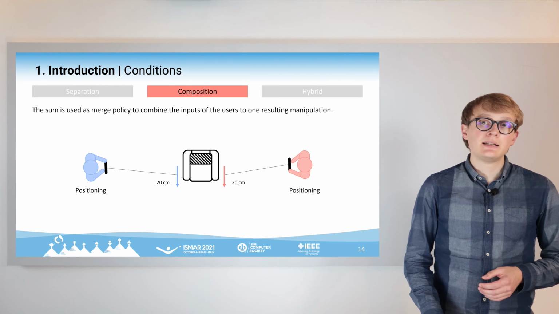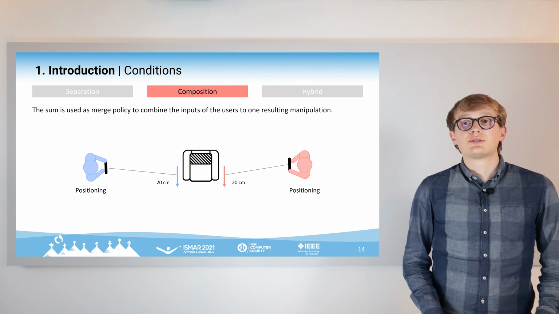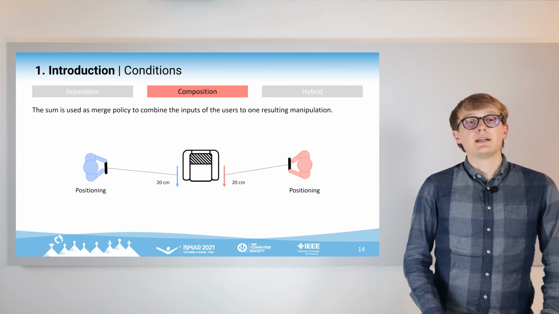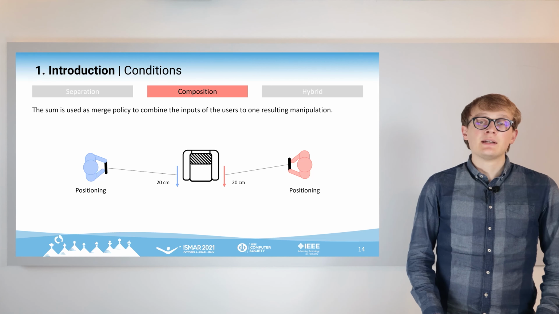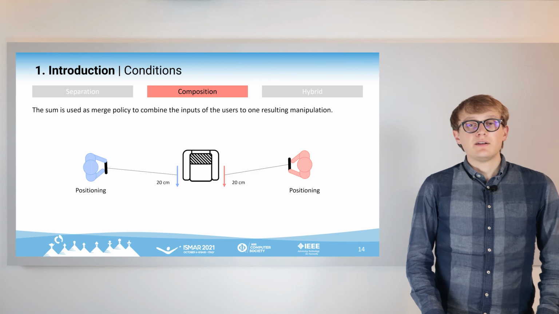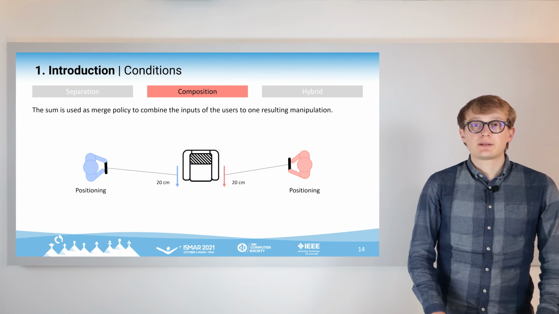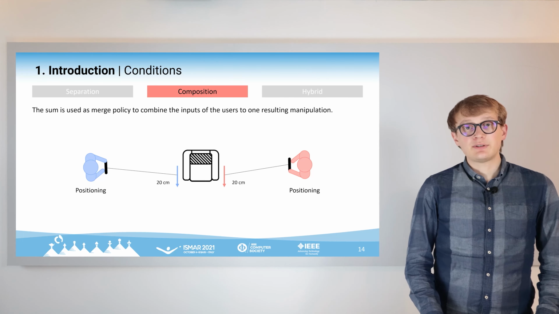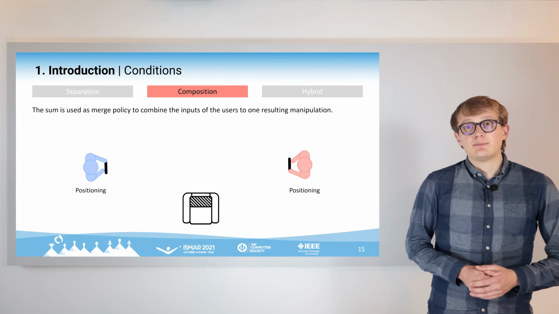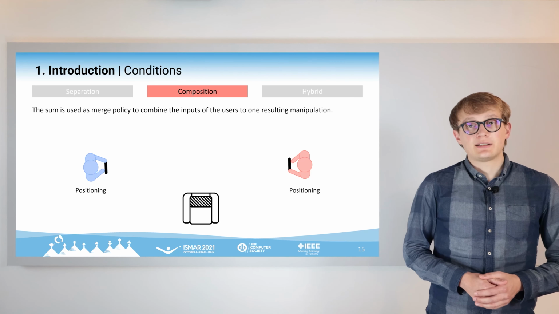Our second technique, composition, only allows users to perform the same manipulation task simultaneously, and a merge policy, in our case the sum, is then used to combine their inputs. If both users, for example, move the object by 20 centimeters into the same direction, with the sum as merge policy, the object is then moved by 40 centimeters into that direction.